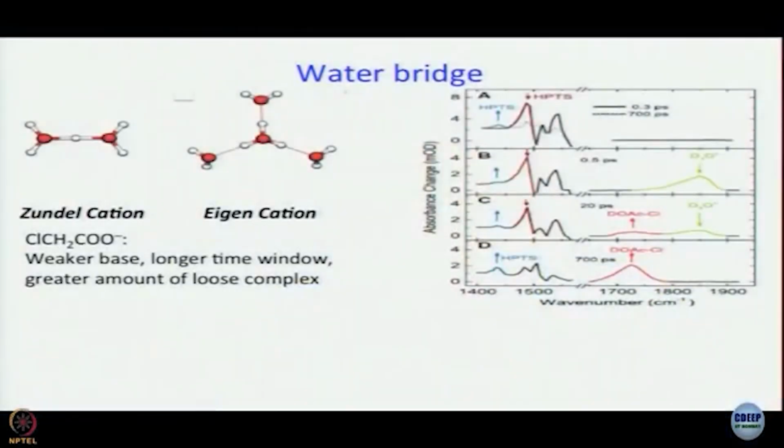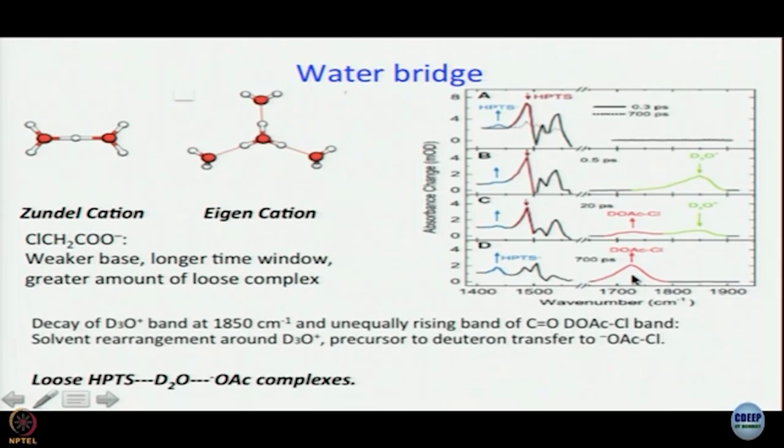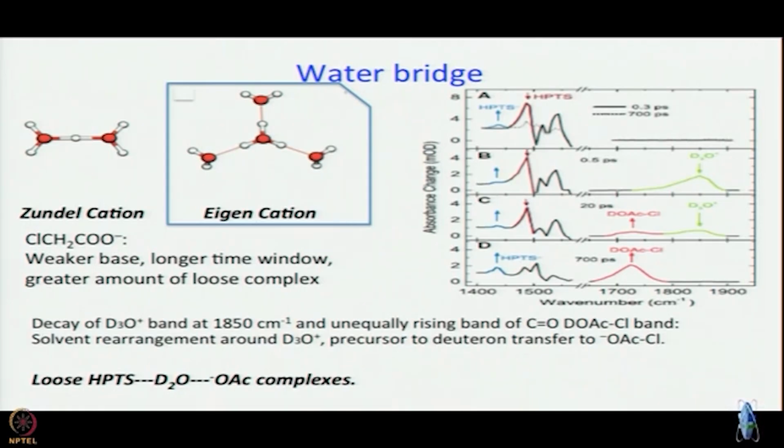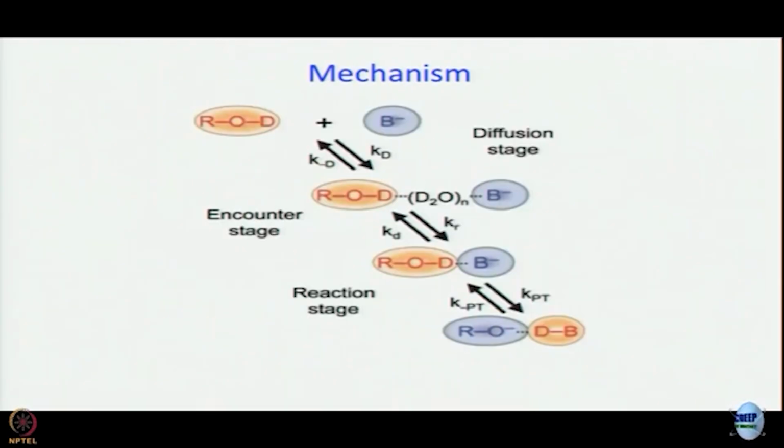So, by looking very carefully at the IR spectra, what you see is that you get this D3O+ signal going down, you get something rising here. So, a careful analysis reveals that this Eigen cation can be detected actually. So, when you form that encounter stage, you do get an Eigen cation, and hence this mechanism was elucidated. Okay, so that is the revision that I wanted to do quickly.